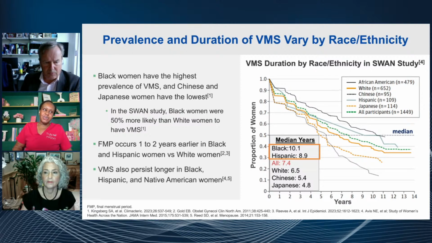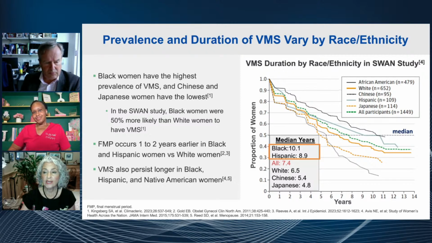But I think it's very important to note that our Black and brown patients may be having earlier onset of menopause, more severe vasomotor symptoms, and make sure that we're addressing these issues with them and offering treatment.